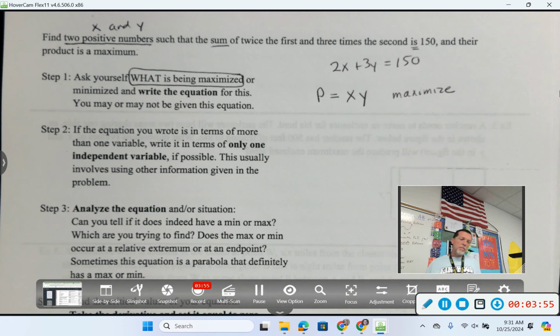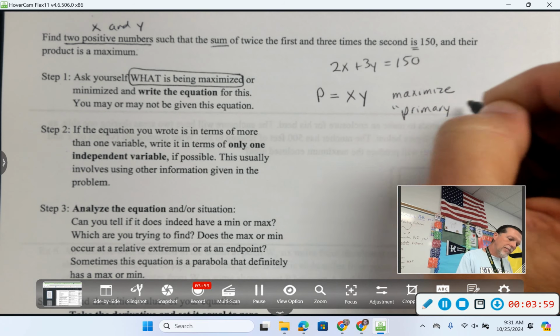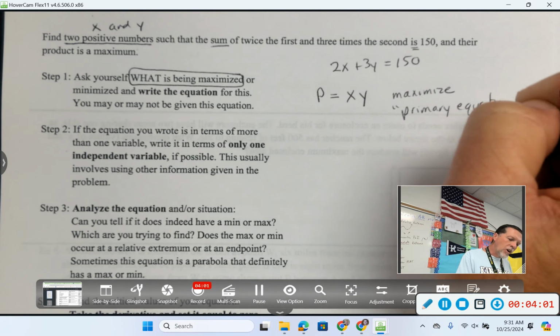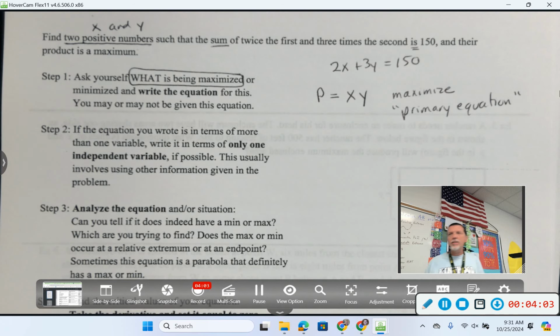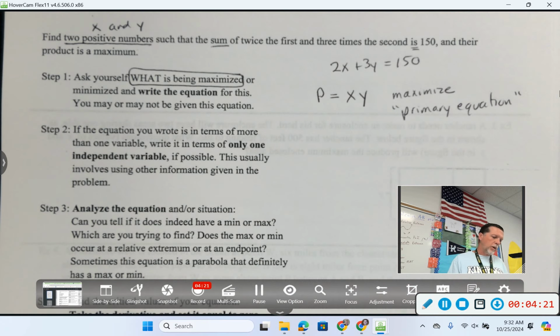And whatever you want to maximize is called the primary equation. You're not going to have to know what they're called. It's an easy way to refer to it. Usually we'll have two different equations. One's the primary, one's the secondary, sort of the helper equation. Again, you don't have to label those, but just so that we can talk about them, you need to know what I'm talking about when I say primary equation versus secondary equation. So, step one, figure out what we are trying to maximize.